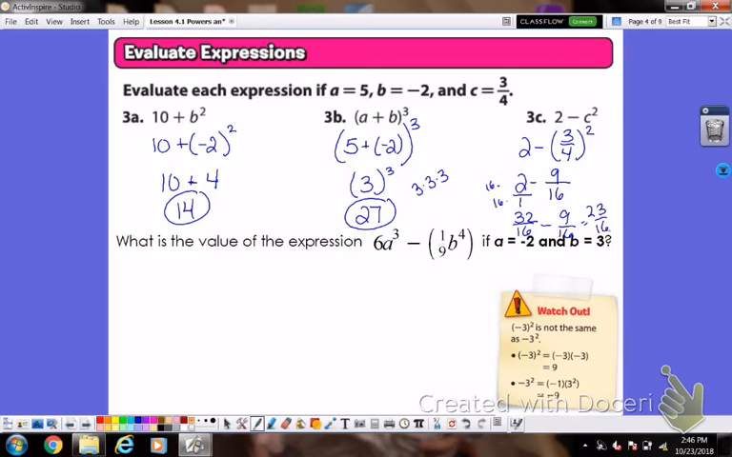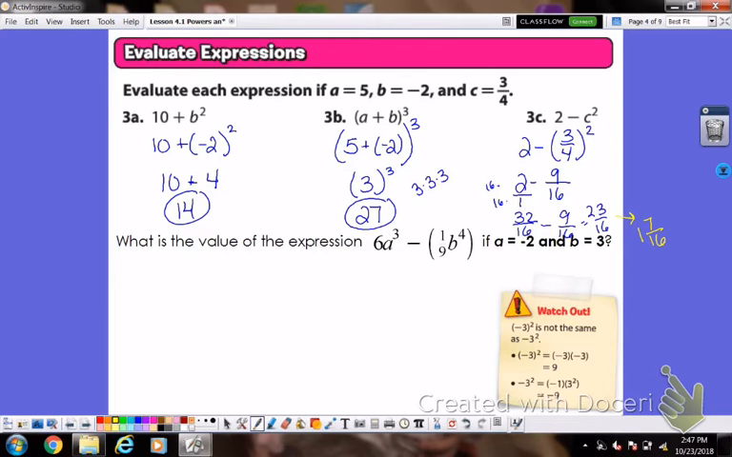over 16, and running out of space here. We know we don't like improper fractions, so squeeze this in wherever you can. Final answer is 1 and 7/16. 1 and 7/16.